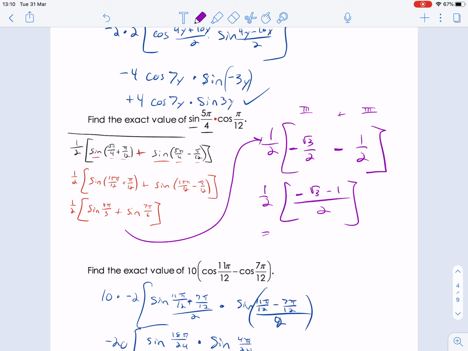And then 1/2 times that, we just multiply the denominator by 2. And that gives us 4. And that is our answer. Negative square root of 3 minus 1 over 4. Okay.